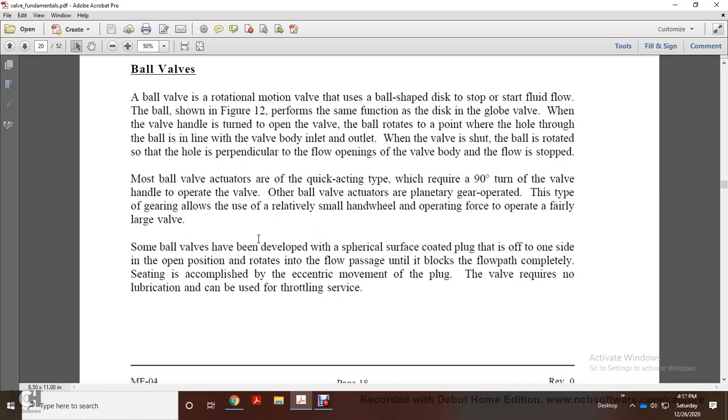When the valve handle is turned to open the valve, the ball rotates to the point where the hole through the ball is in line with the valve body inlet and outlet. When the valve is shut off, the ball is rotated so that the hole is perpendicular to the flow opening of the valve body, and the flow is stopped.